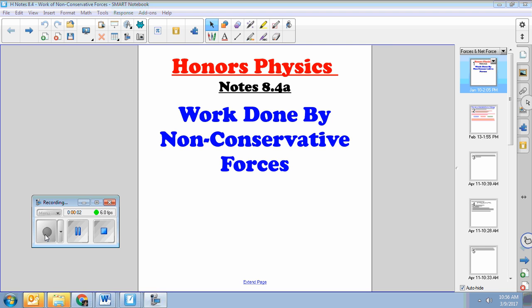All right, so here's the deal. All of the problems on the 8.3 worksheets were conservation of energy problems. So those were problems where your total energy was constant. You could look at any point in the motion of the object and your total energy wouldn't change.